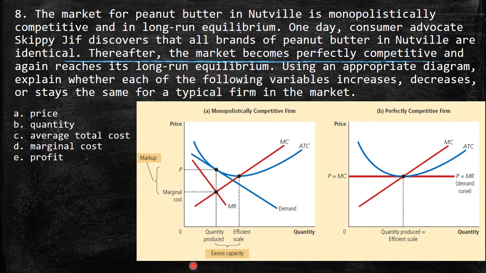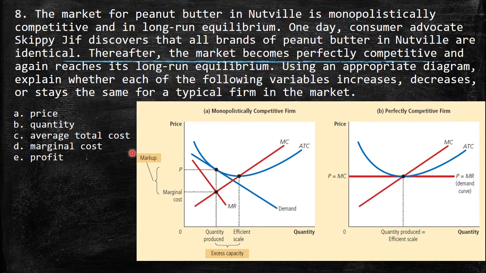The quantity in the monopolistically competitive market is every time lower than in perfect competition. So this is the second one. So the quantity should decrease and the price should increase.